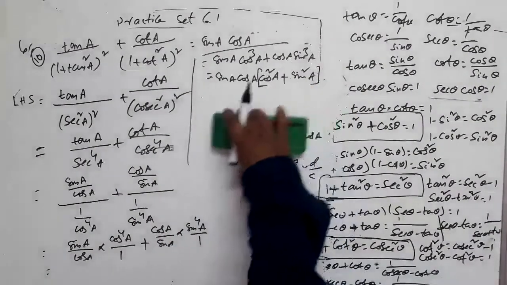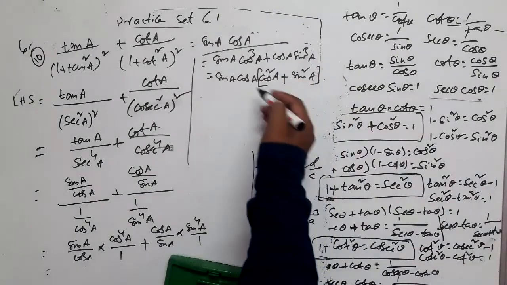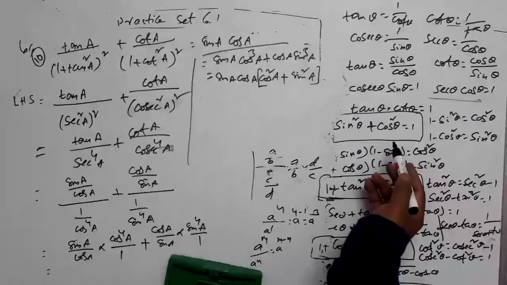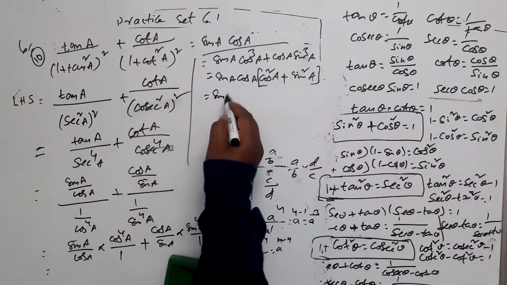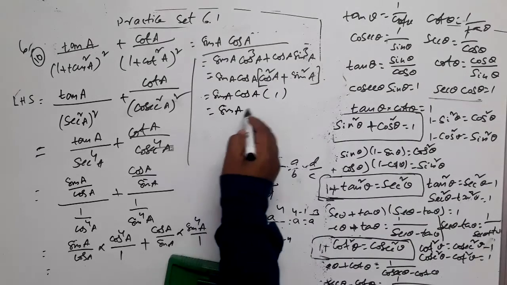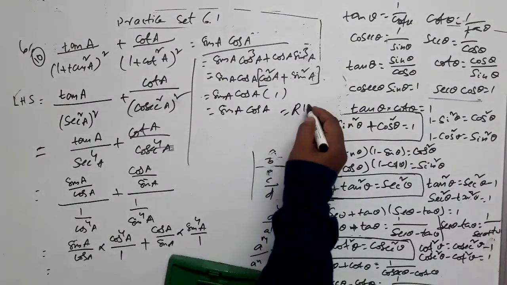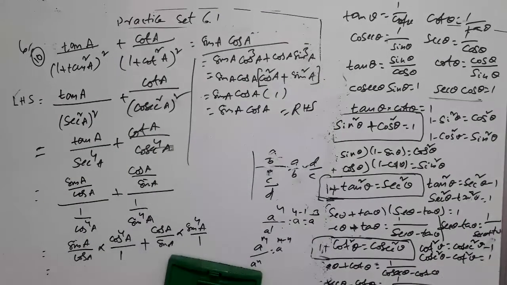Yes, what you got is correct. This is a familiar thing for us. Cos square A plus sin square A is 1 from first identity. So this is sin A multiplied by cos A multiplied by 1. So this is sin A cos A. That is our right hand side.